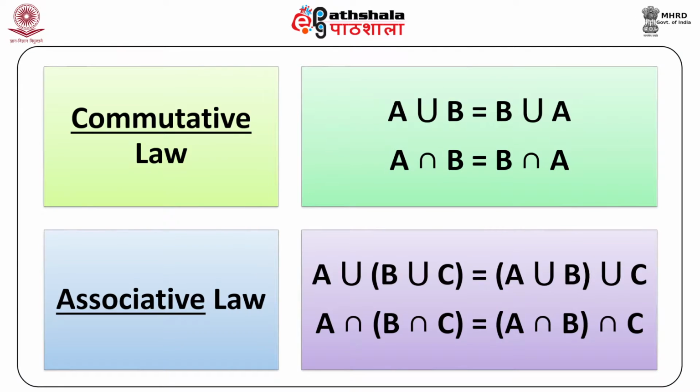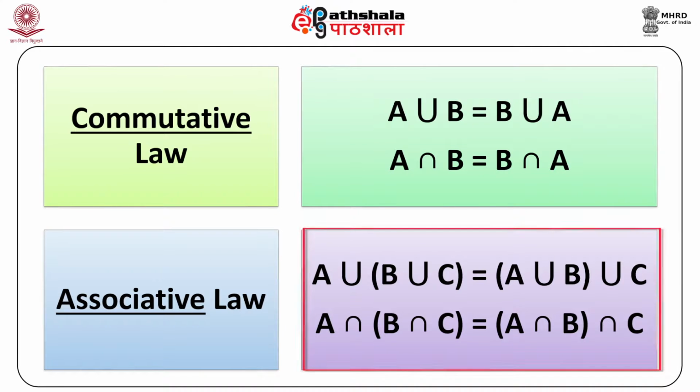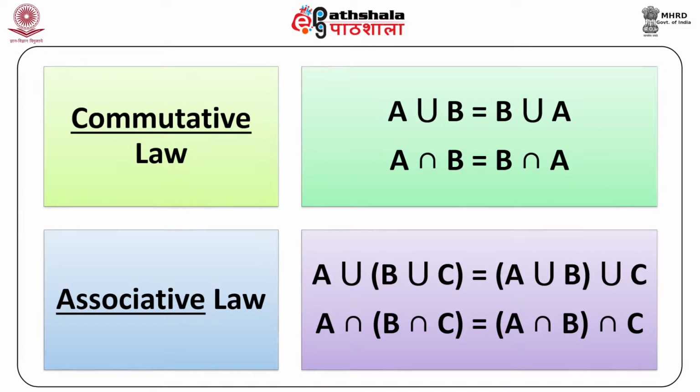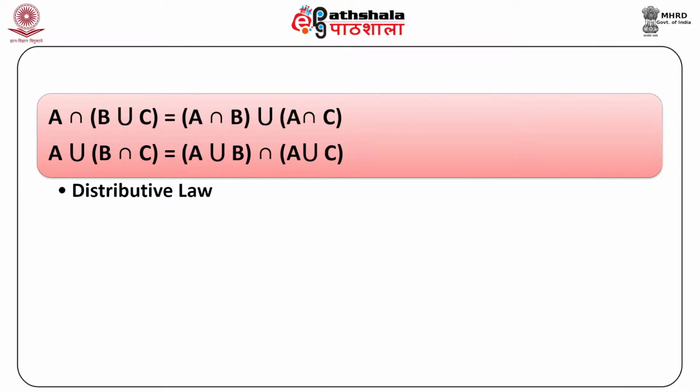Laws of algebra of sets. If A, B and C are 3 sets, then first is the commutative law, that is A union B is equal to B union A and A intersection B is equal to B intersection A. Second, associative law: A union (B union C) is equal to (A union B) union C, and A intersection (B intersection C) is equal to (A intersection B) intersection C. Distributive law is A intersection (B union C) is equal to (A intersection B) union (A intersection C), and A union (B intersection C) is equal to (A union B) intersection (A union C).